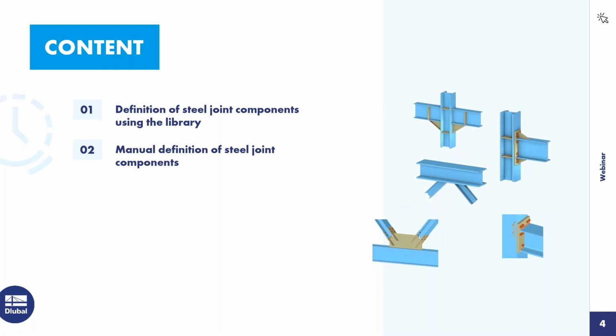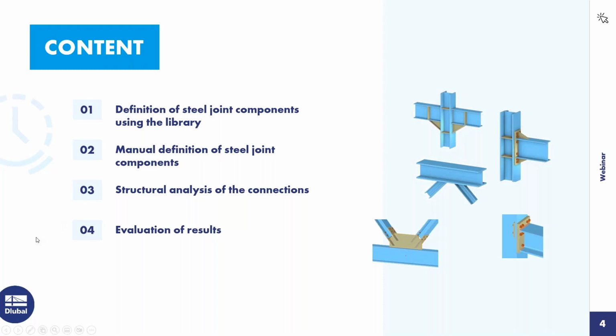To the content today, I will define steel joint components using the library, and then I will define steel joints using components, a flexible modeling of a joint. Then the structural analysis. I describe the analysis settings and so on, and I evaluate the results. For example, I take a look at the submodel and the formulas and so on.